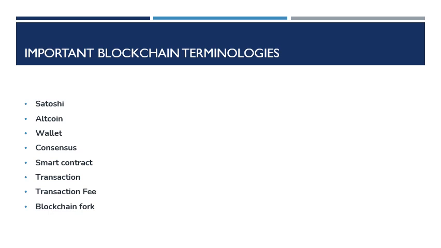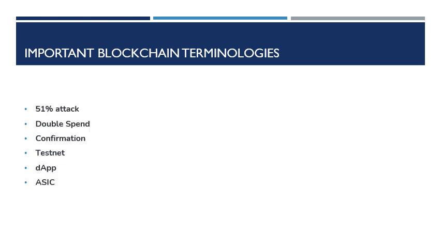Blockchain fork, an act of blockchain software update which leads to splitting of the blockchain into two or more valid blockchains. There are three common types of forks in blockchain, namely hard fork, soft fork, and temporary or accidental forks. We will be discussing these things in detail in the upcoming lectures. 51% attack. An attack in which a single organization performs invalid activities on the blockchain network because they control 51% of the network resources.